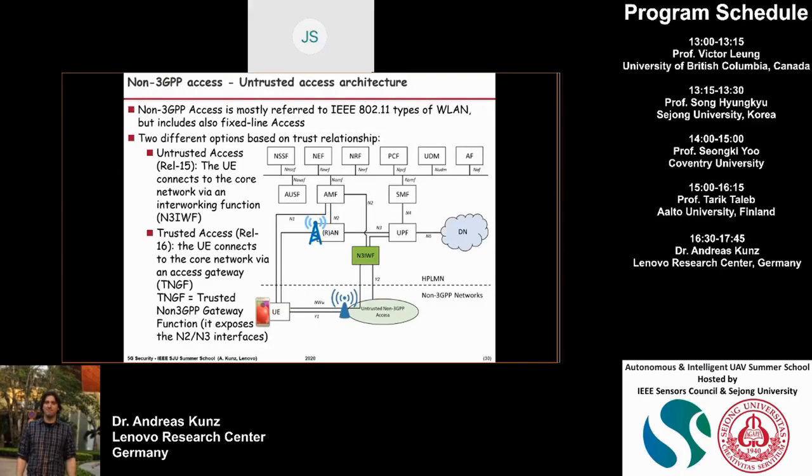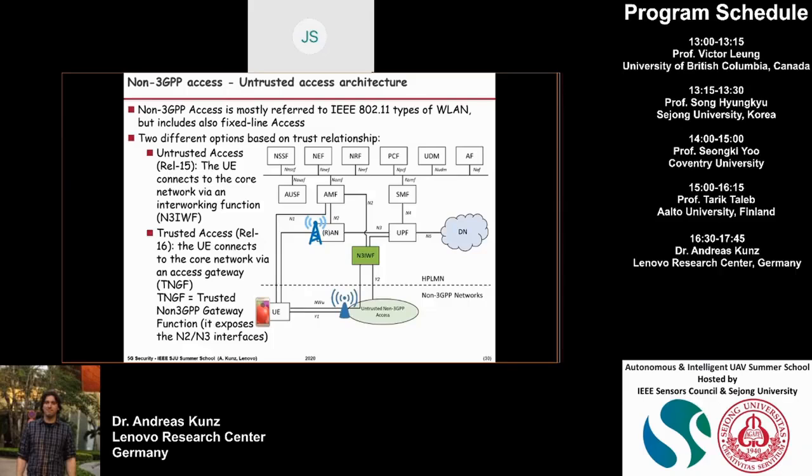Another type of non-3GPP access is the trusted access, which means that the mobile operator manages the access points and trusts the access point. This is the so-called TNGF, the trusted non-3GPP gateway function, and the trusted non-3GPP access point function. And those are then directly connected to the core network, because they are trusted and managed by the operator.